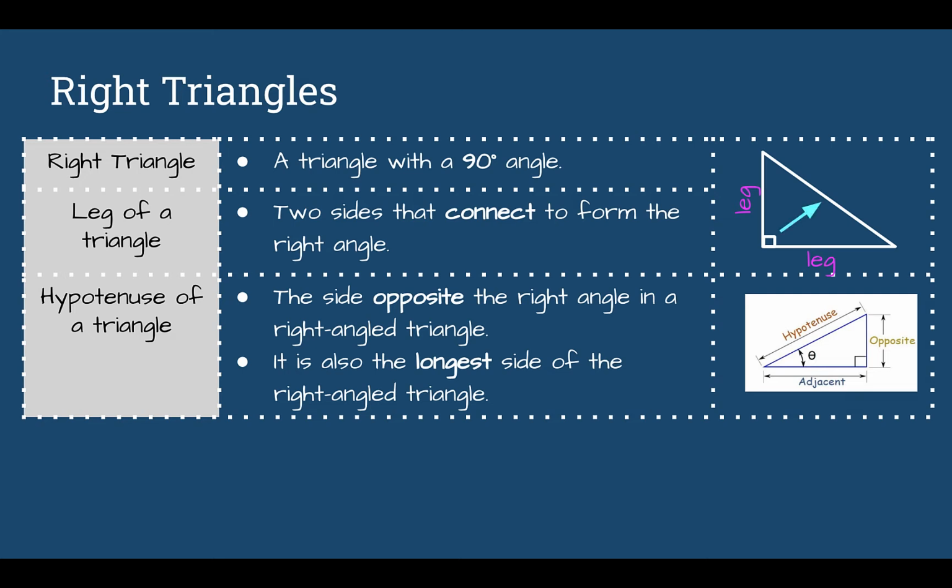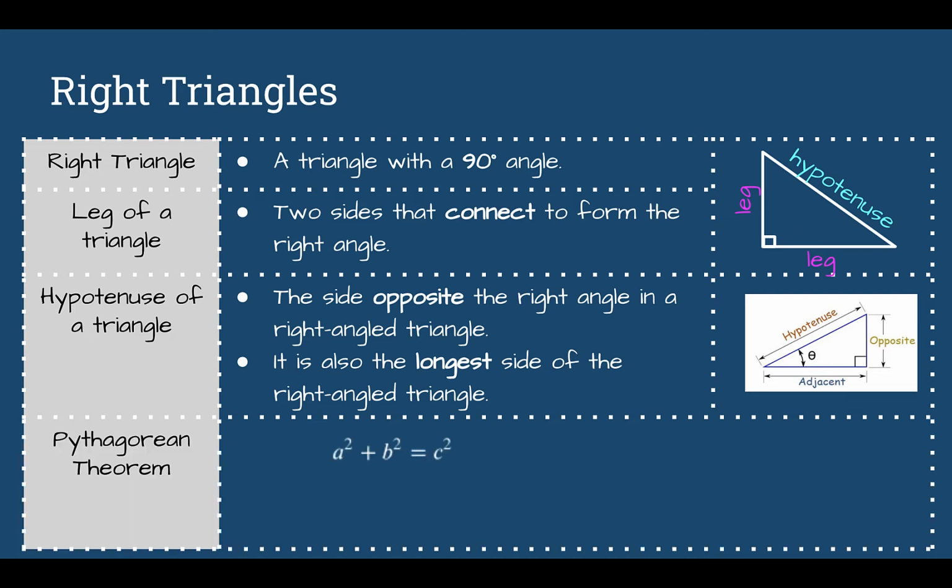So if you find the right angle, go across the triangle to the other side, that is your hypotenuse. It is the longest side of a right triangle. So your right triangle has two legs that are the short sides, and the longest side is called the hypotenuse. Now, with right triangles, we can use what is called the Pythagorean theorem.